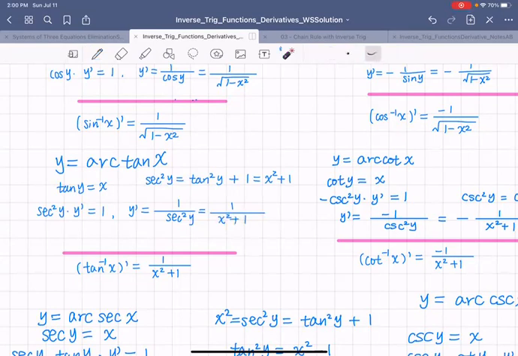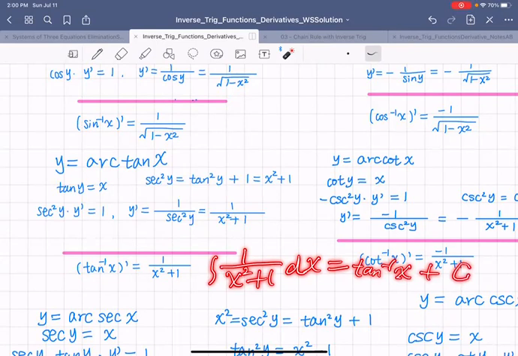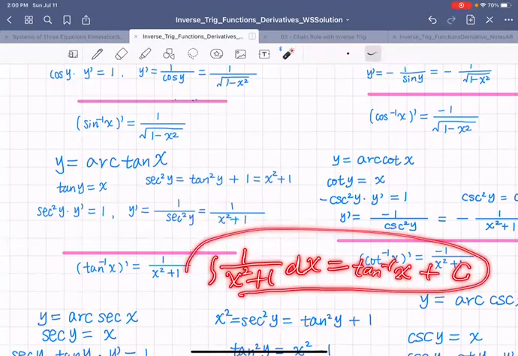Okay, so you need to know the formula. The tangent inverse derivative equals this. By the time we do the integral, when you see this, it equals tangent inverse x plus a constant C. Okay, let's keep that in mind.